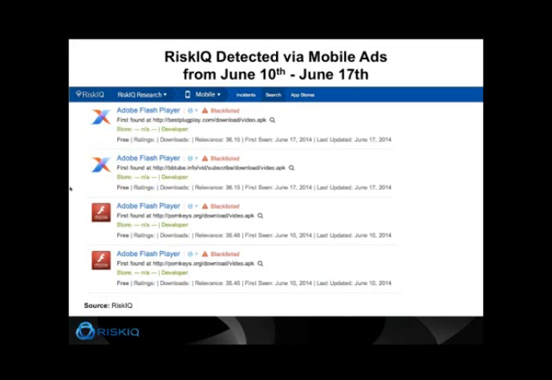And the thing that was interesting about this attack, and it goes back to the topic of the webinar, is the distribution method was mobile advertisements. So it wasn't in the App Store. It wasn't that the consumer went to a website. It was that they saw a mobile ad and they clicked on that mobile ad, and that mobile ad then prompted them to install the Flash player.